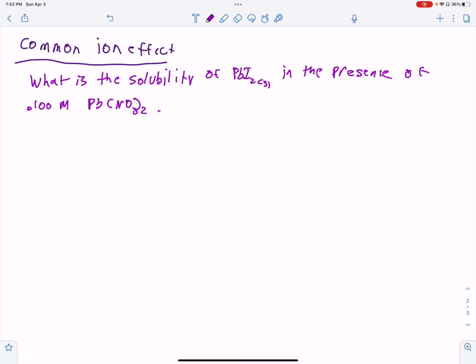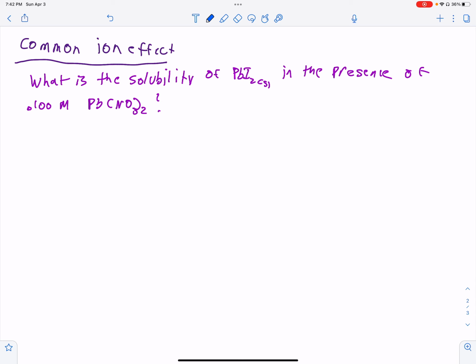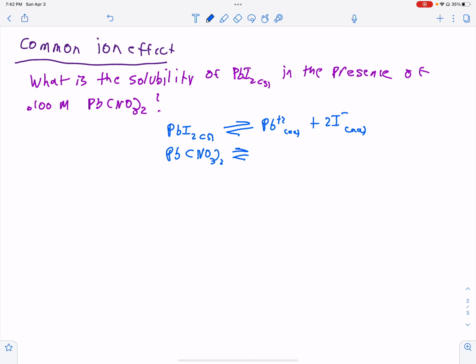Okay, so the first thing I'm going to do is write the dissociation of the salts. That's always the first step. So I have lead-2 iodide, which is going to go to a lead-2 ion and 2 iodide ions. And then I also have this lead-2 nitrate, which is going to go to a lead ion again, and 2 nitrate ions.